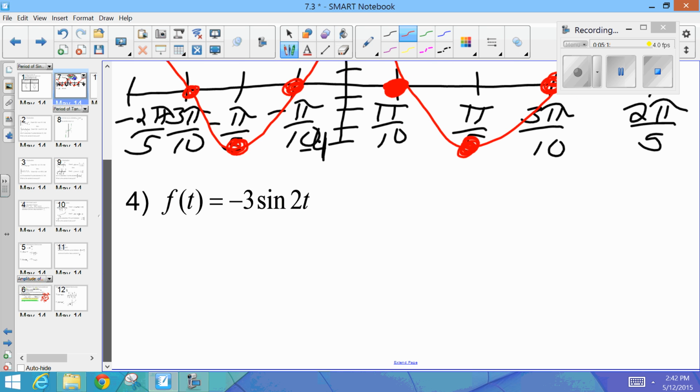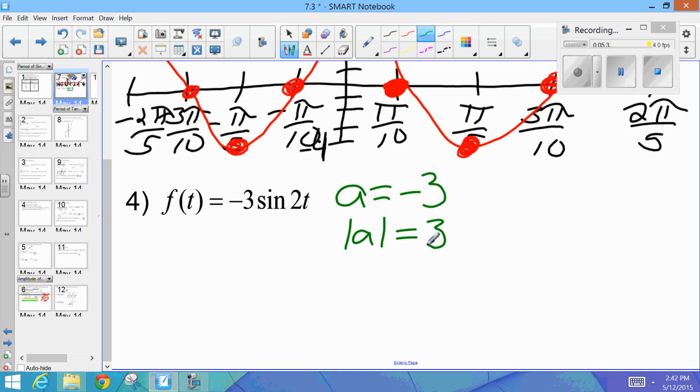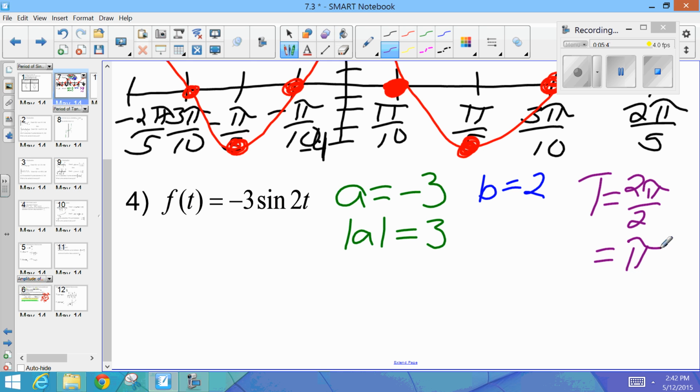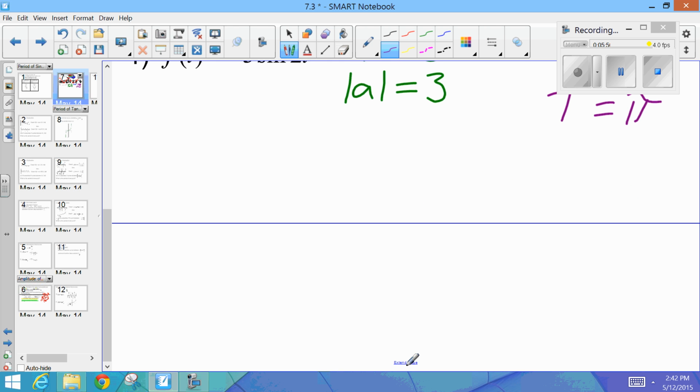All right, next problem. All right, for this problem, I've got A equals -3, okay? The negative is going to be a reflection across the x-axis, okay? But the amplitude is the absolute value of A. The amplitude is 3, okay? B is 2, and so therefore the period is 2 pi over 2. The period is pi.